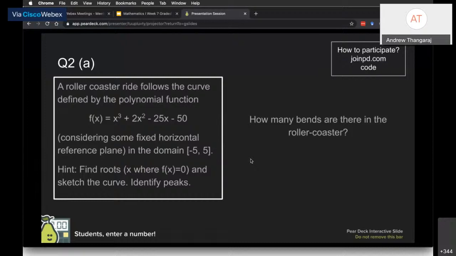Okay, so look at the question. The question that's asked is how many bends are there in the roller coaster? If you imagine a roller coaster along that curve, you have to answer how many bends are there. You know, roller coasters go up and then come down. They come down and they go up. Those are called bends. And how many bends are there in this function? So the way to think about it is you have to sketch this curve, right? This cubic polynomial f of x equals x cubed plus 2x squared.